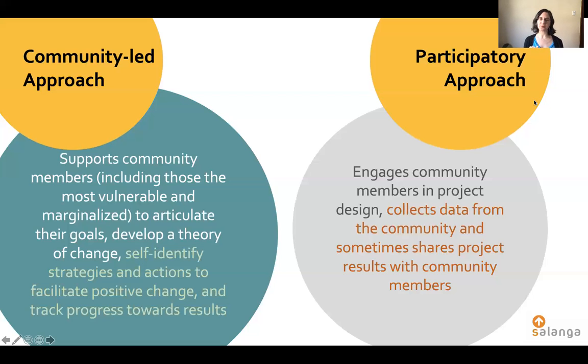Whereas in a participatory approach, the monitoring and evaluation is of an agenda defined by the project, and the community members may be engaged in one or more elements of the project cycle, from project design, but particularly data collection and maybe sense making around the project results and how to move forward.